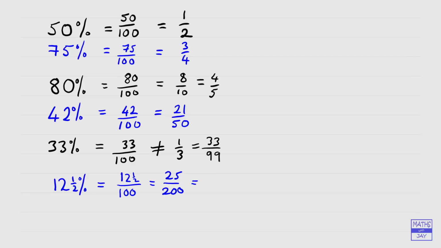And then if we divide top and bottom by 25, we get 1/8. So 12.5% is 1/8.